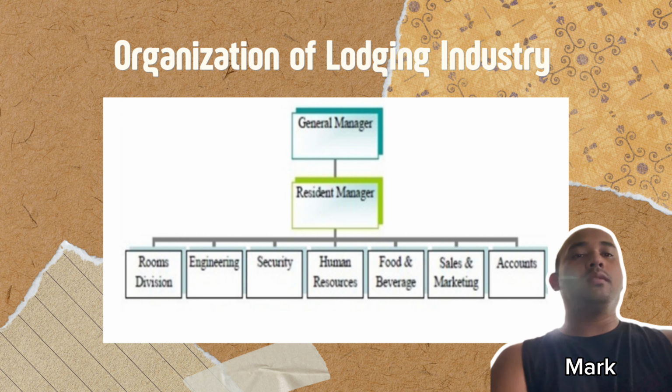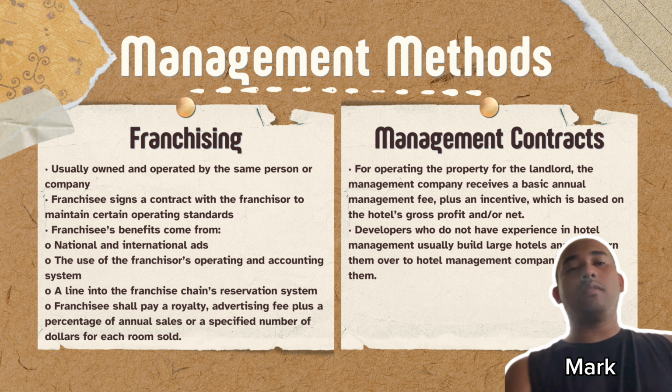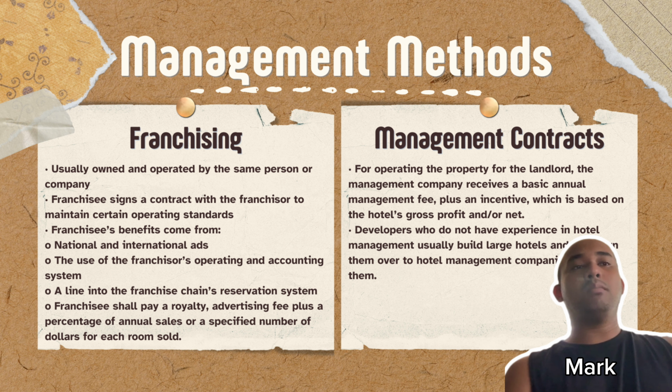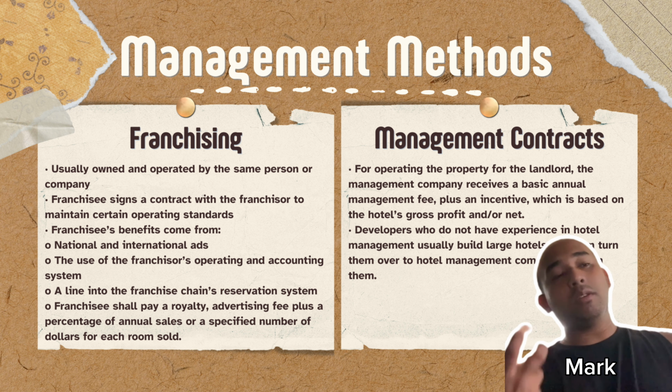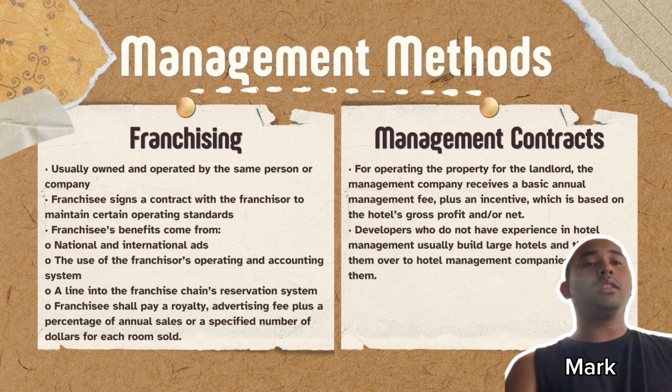That's all. The next topic I will discuss is all about management methods, chain accommodation operation, and referral groups in the lodging industry. First is management methods. Franchising involves a contractual agreement in which an independent hotel owner operates under a well-established brand name, following the brand standards and procedures, in exchange for a royalty.